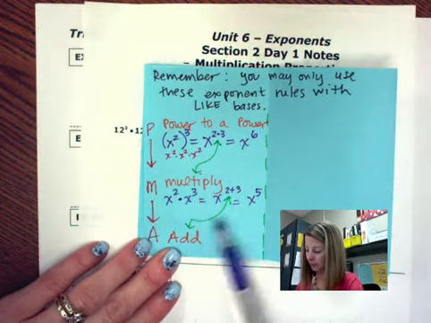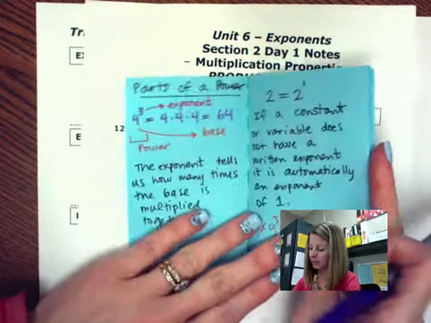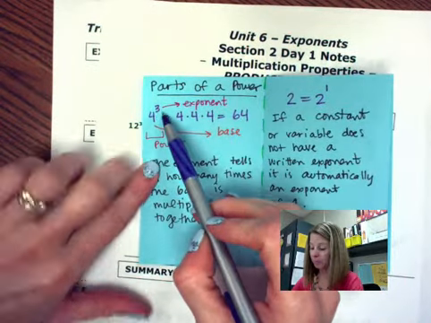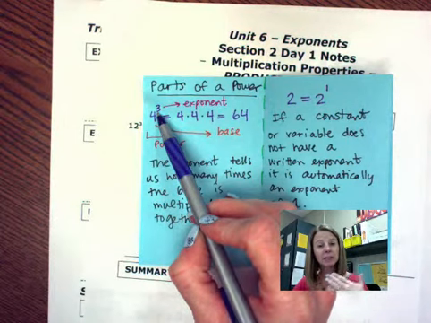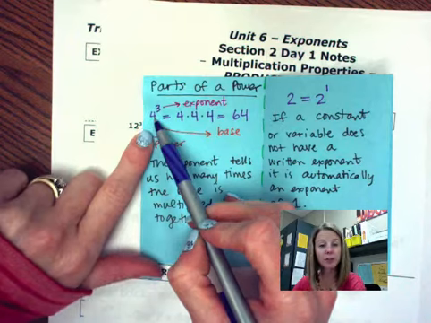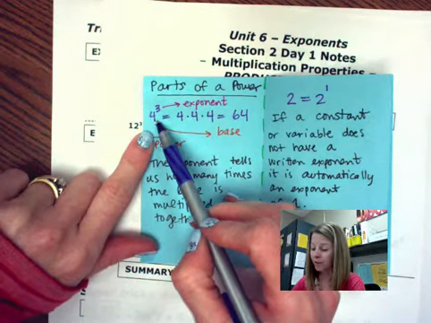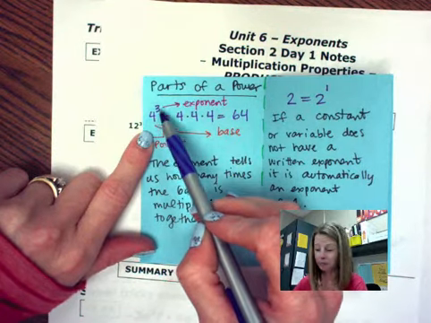We're going to focus on this second one today. And I want to remind you again that when we are dealing with exponents, remember the exponent is the small number. It's the power, it's the amount of times we are going to be multiplying. So in this example, 4 to the third, 4 is the base. The 3 means multiply 4 by itself 3 times.